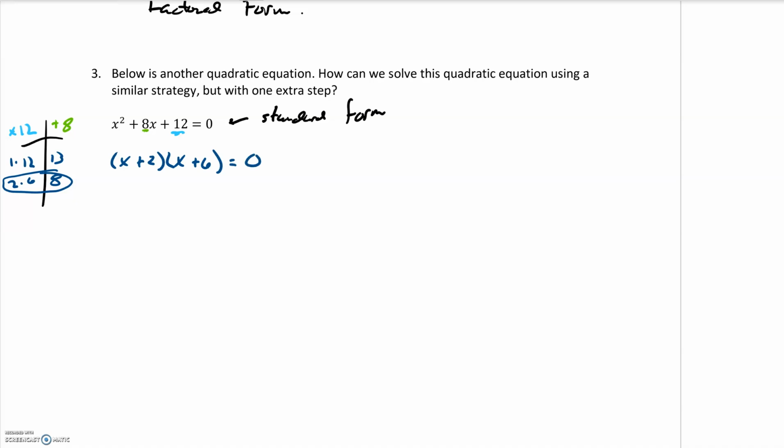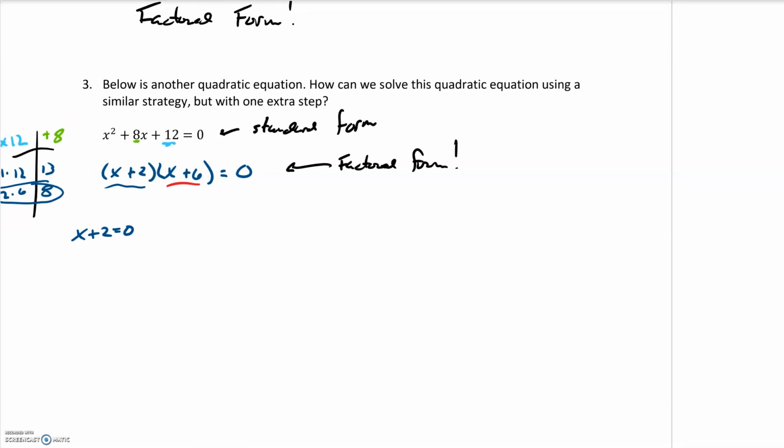Notice now what we have is an equation in factored form. And that is the key. Rewrite your equation in factored form. Have it in factored form, set equal to 0. Now I can use the zero product property. I have two things multiplied to equal 0. The first thing is x plus 2. I could set that equal to 0. The second thing is x plus 6. So I can set that thing equal to 0.